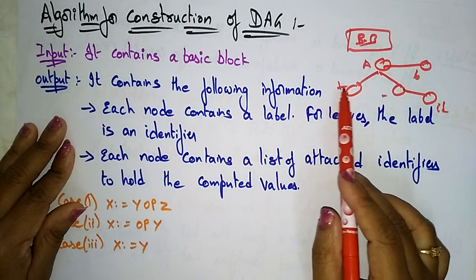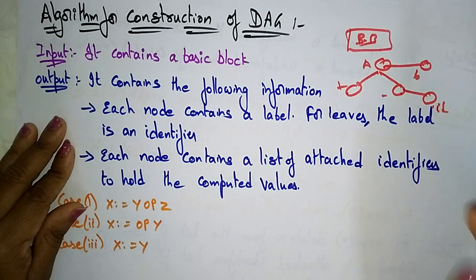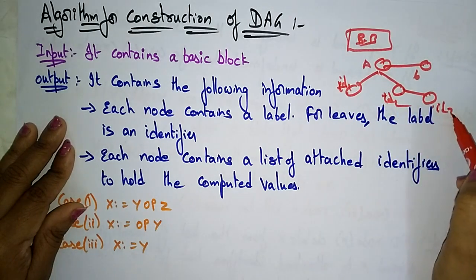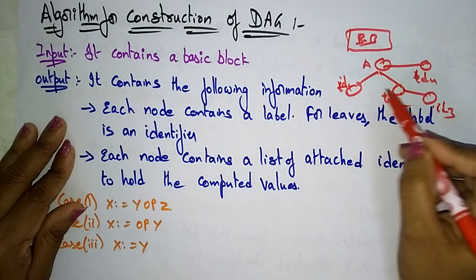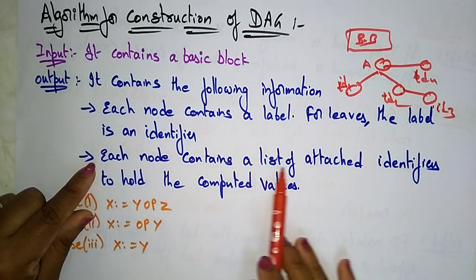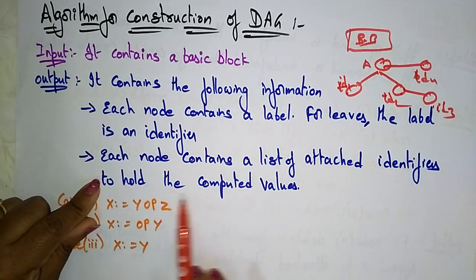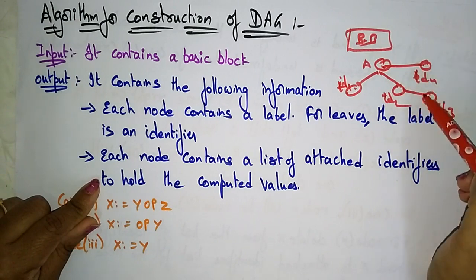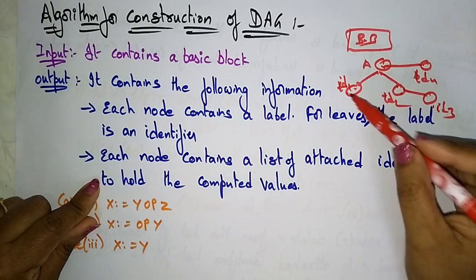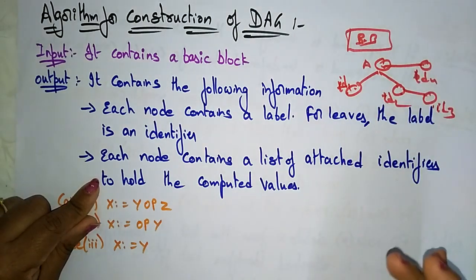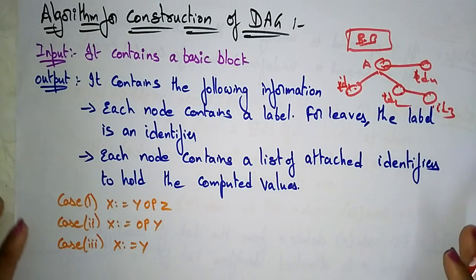So whatever the leaves here you can see, these leaves are identifiers. ID1, ID2, ID3, ID4. So the leaves are always identifiers. Each node contains a list of attached identifiers to hold the computed values. So whatever the nodes that are created here, these nodes contain a list of attached identifiers. Not only the single identifier, you can attach the list of identifiers also in the DAG.